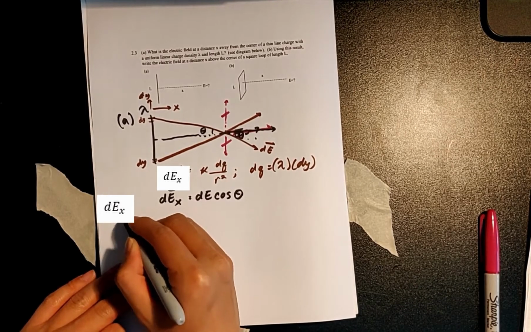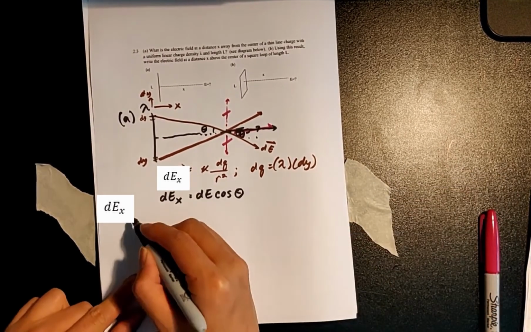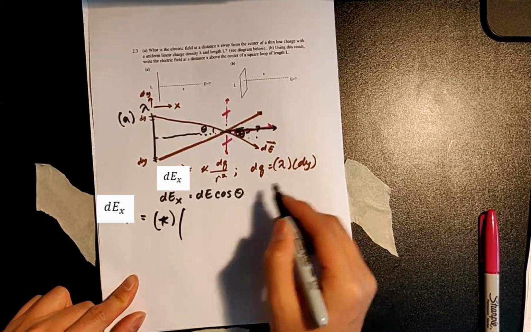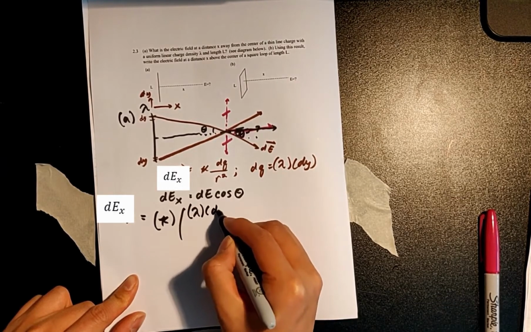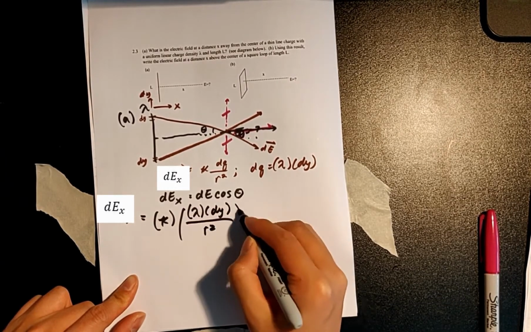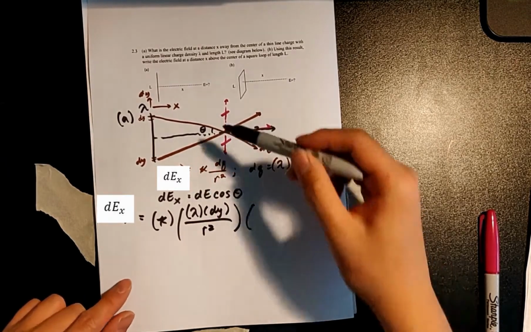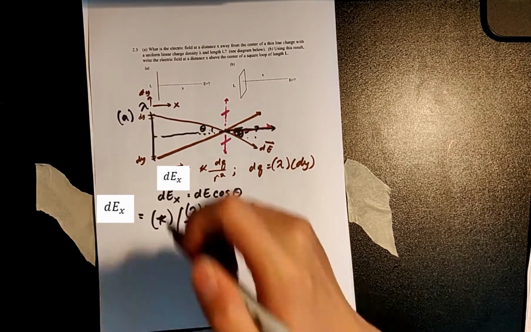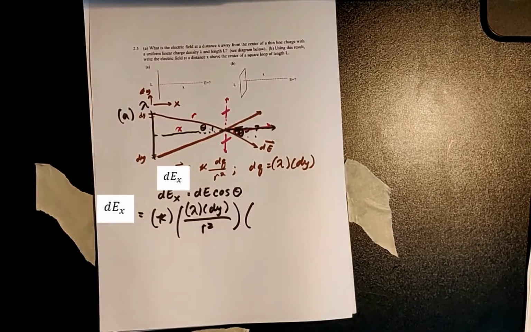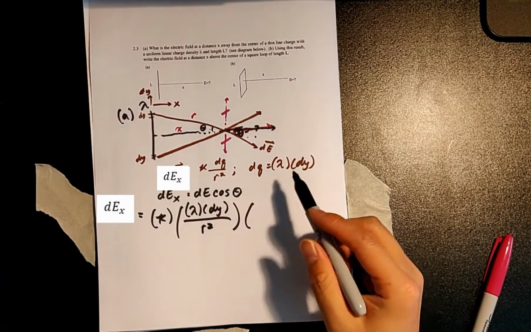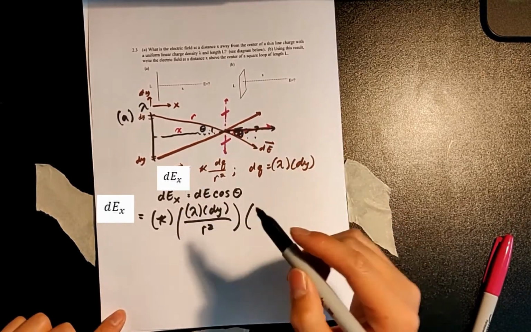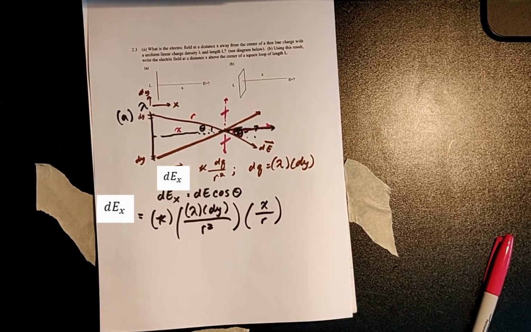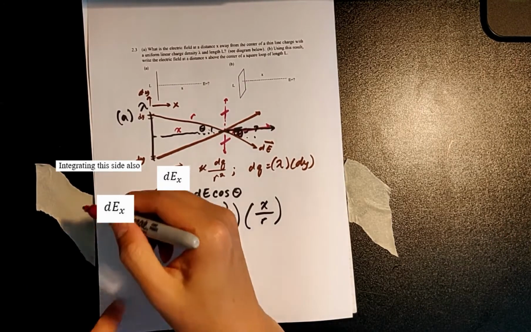So dEx is just going to be equal to dE, so k times dq, which is lambda multiplied by dy, over r squared, times cosine theta. And we can just look at this theta because these are the same angles. So if I call this x and r, then cosine is simply equal to adjacent over hypotenuse, or x over r. So x over r. So now I decided to take the integral on both sides.